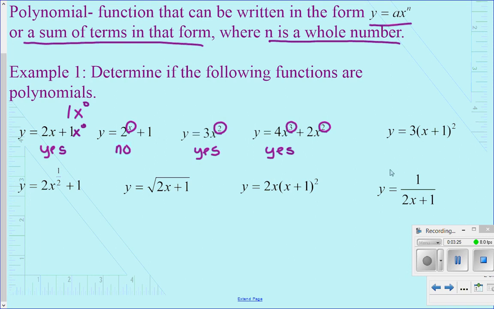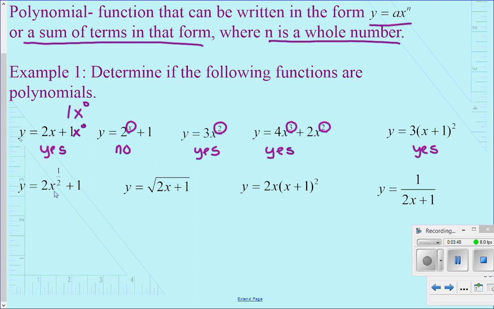This one, we know that this is a quadratic equation. If I were to multiply this out, and I think about all those terms, I'm going to have an x squared term, an x term, and a constant number on the end. So if I think about all those terms, they meet the definition. So yes, this is a polynomial because it's a quadratic equation.